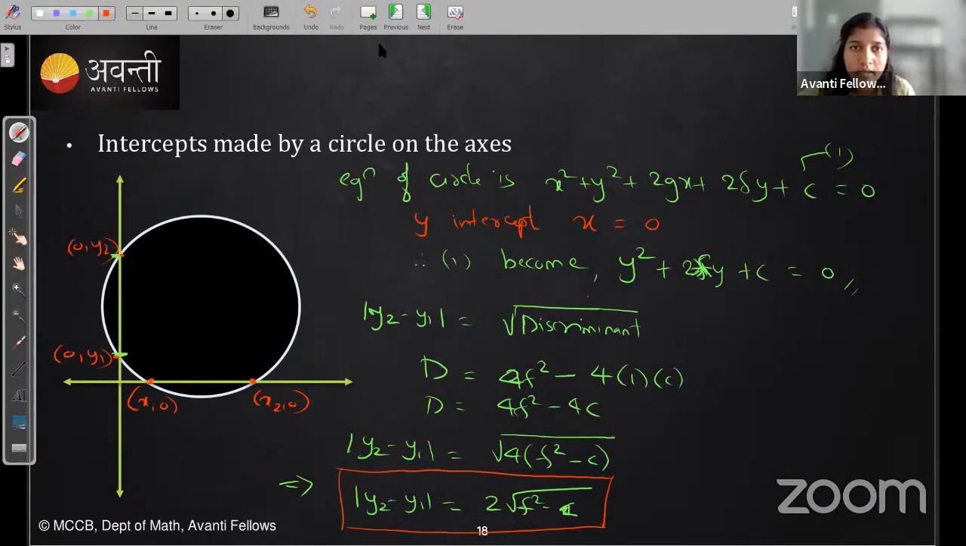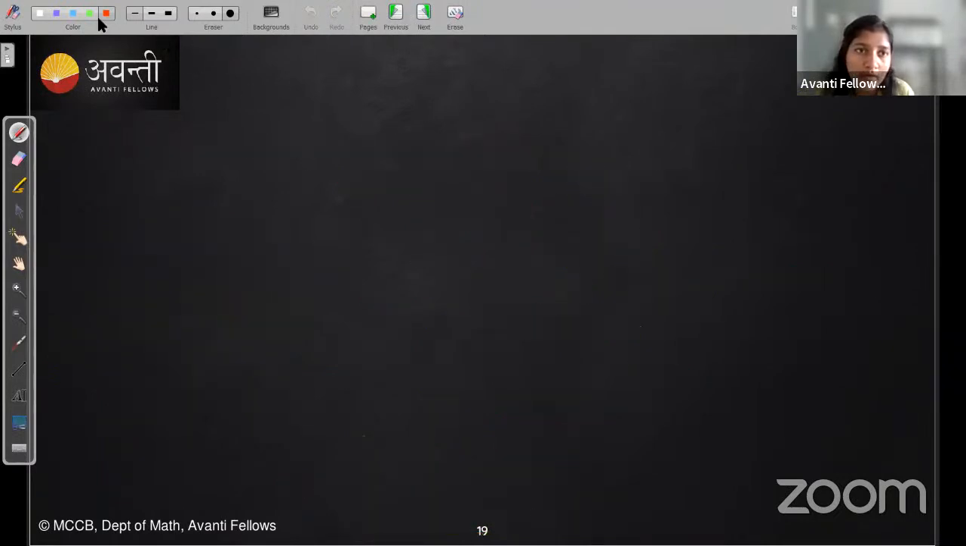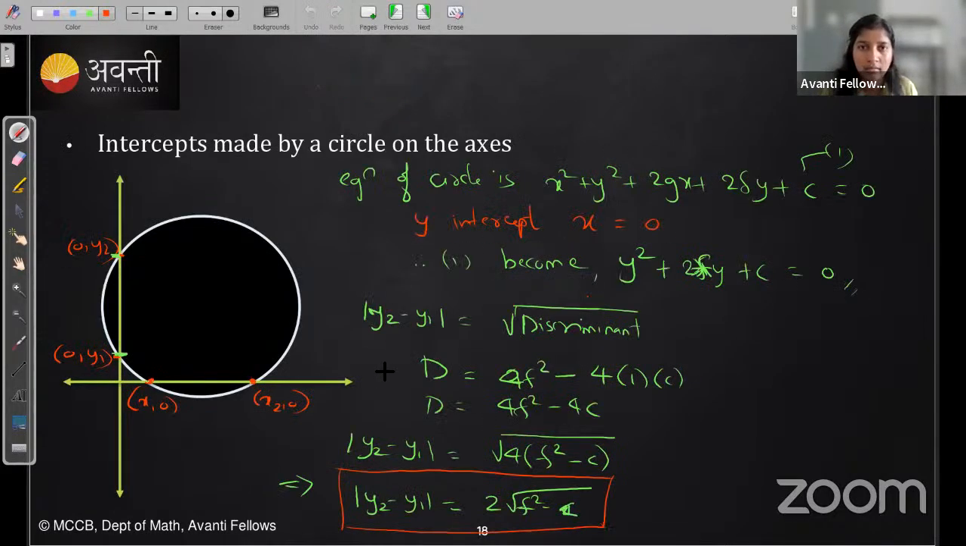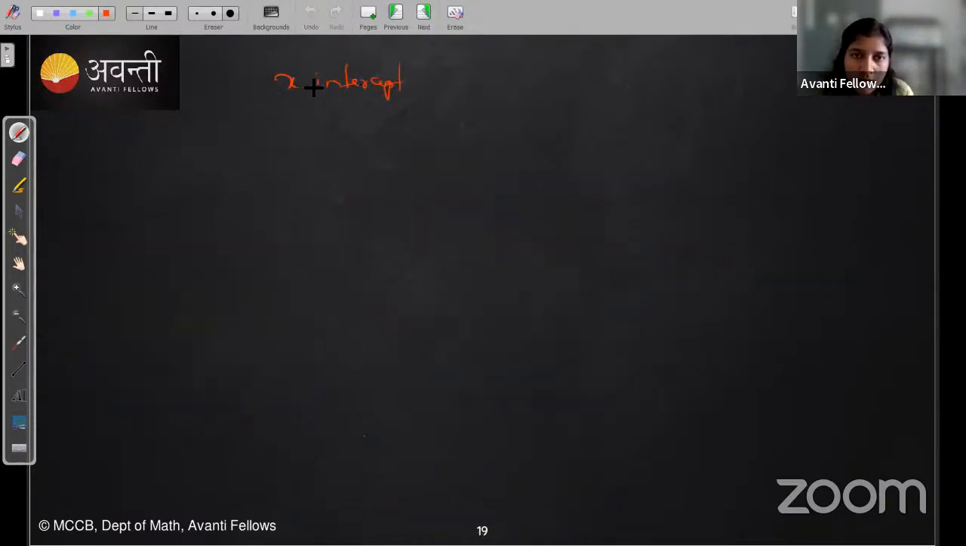Okay, next one. Next, we have to find the x-intercept also, right? So in the case of the x-intercept, what will be the y value? X-intercept means the curve is cutting the x-axis. When it is cutting the x-axis, y will be 0. Correct? So in the case of the x-intercept, y will be 0. Okay. Therefore, equation 1 becomes, equation 1 is the general equation of the circle.